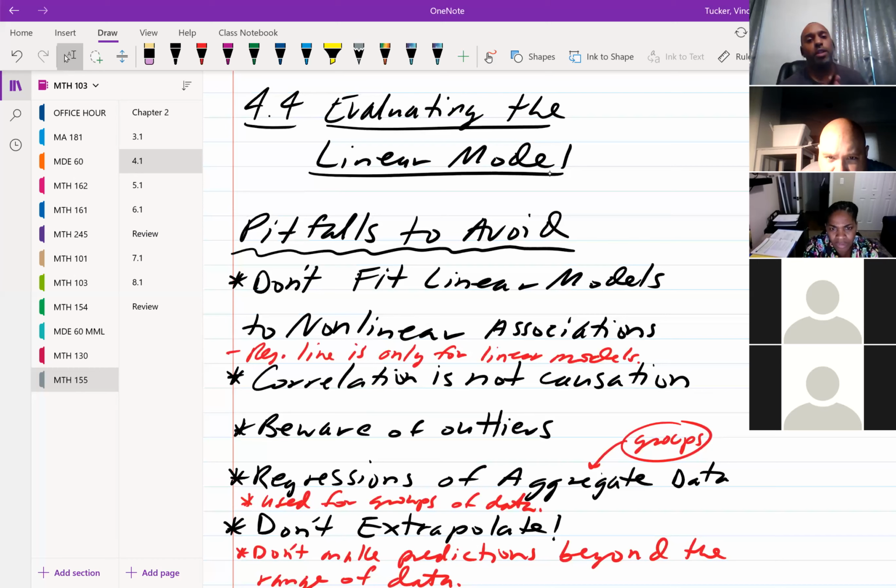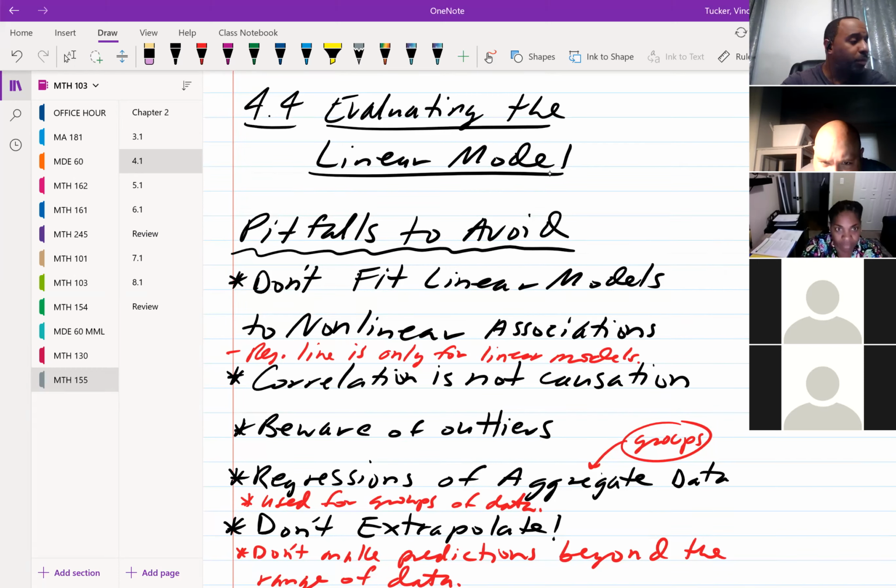Okay, so evaluating the linear model, just pitfalls to avoid. A lot of the stuff in this section is about different things you want to make sure you're careful of. Don't fit linear models to non-linear associations. The regression line is only for linear models. Remember we had certain scatter plots that had an arc; this regression line wouldn't fit for that. It only fits those that follow a linear pattern. So the regression line is not going to be able to predict arcs or waves. We talked about it before: correlation is not causation.